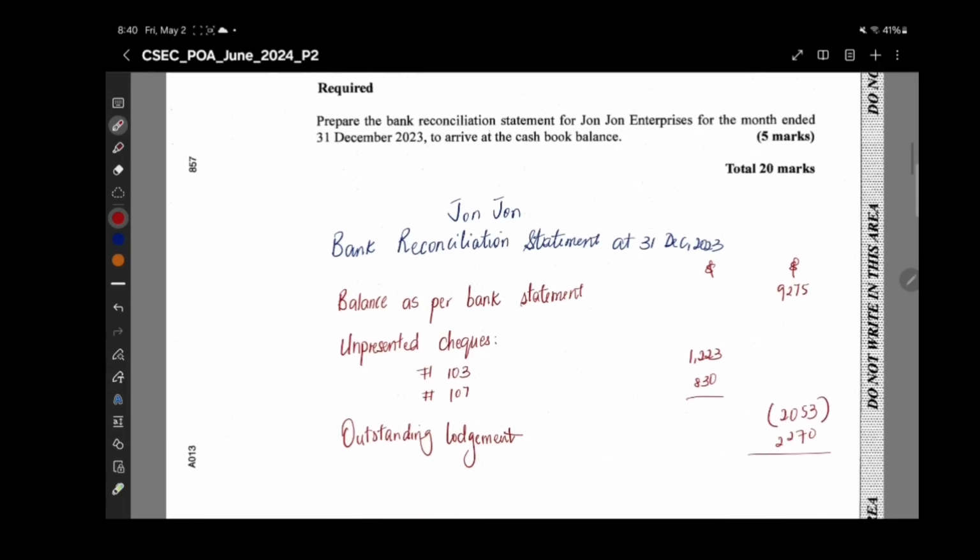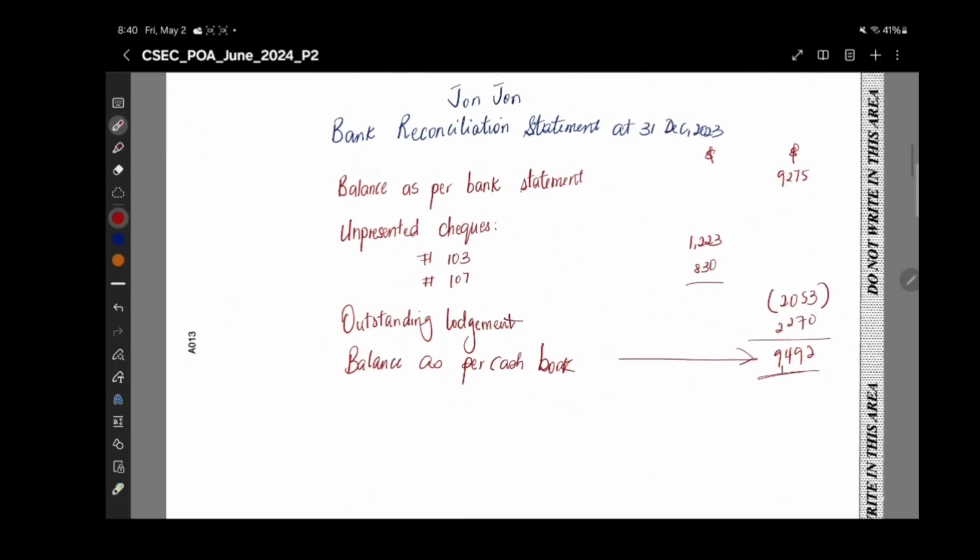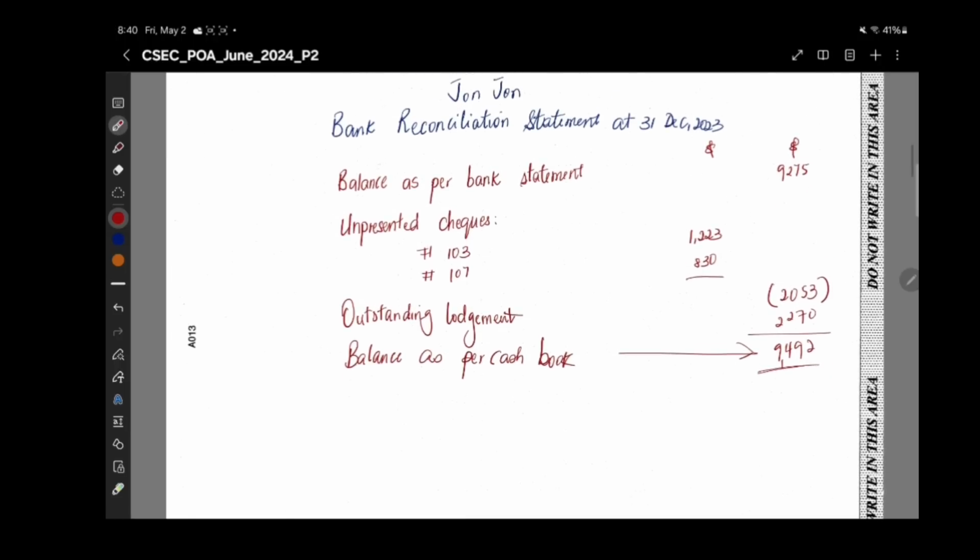So let's add and subtract as necessary. So $9,275 minus $2,053 plus $2,270, and I have $9,492. So balance as per cash book is going to be, and that there will earn you 20 marks easily.